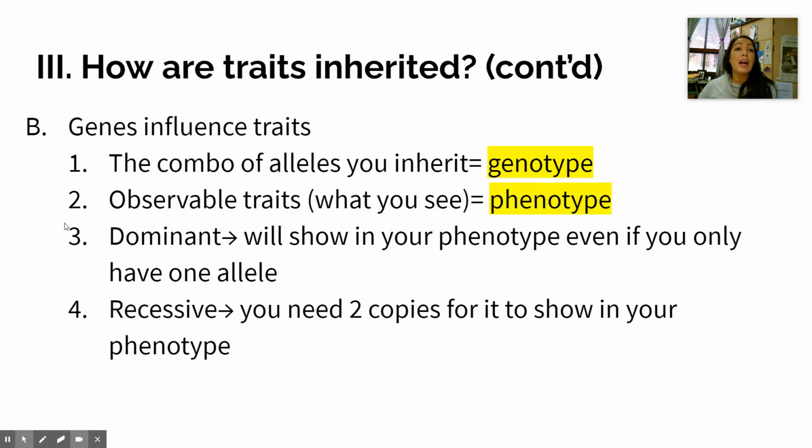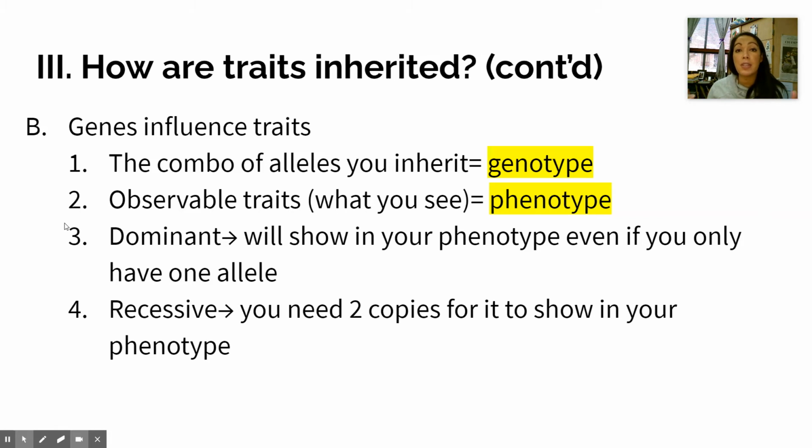Okay, so the combination of alleles that you have is called your genotype. So if you have capital, lowercase, capital, or lowercase, depending on what genes you have, that's called your genotype. What you see or what you can observe is called the phenotype. So in that example I was just giving, I could have a capital B, lowercase b genotype for my eye color, being I carry a brown-eyed gene and a blue-eyed gene. So that's my genotype. But what you see is just brown eyes.